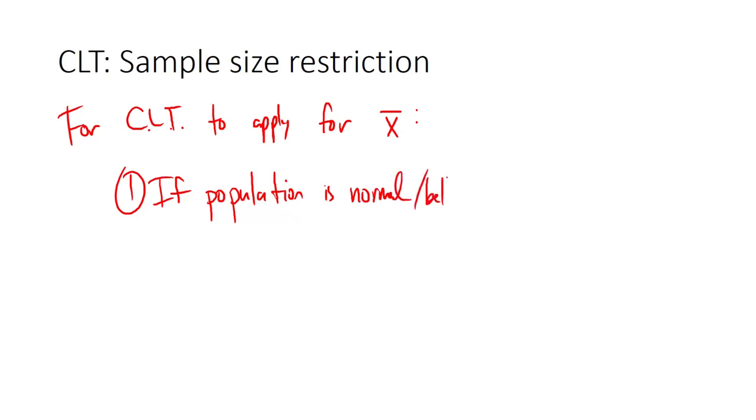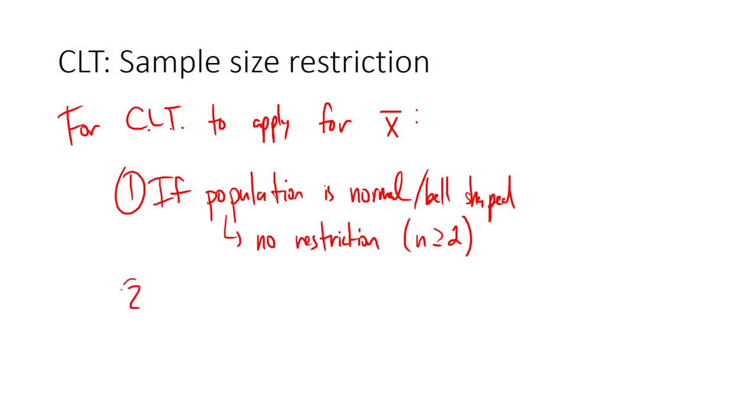Okay, so if your population already has a distribution that's normal or bell-shaped, then there's really no restriction, because you're already working with a normal distribution, so you don't have to take extra sample sizes to realize a normal distribution, because the whole population itself has a normal distribution. So, in other words, we're calculating means, so you have to have at least two observations. But if the population is normal, then you don't really need to worry about sample size. Normal populations aren't that common, though.